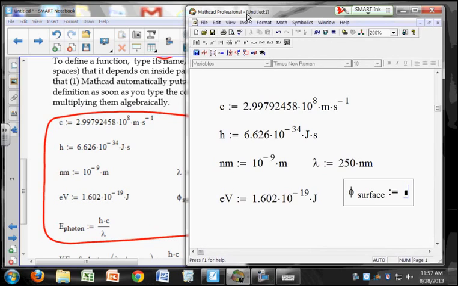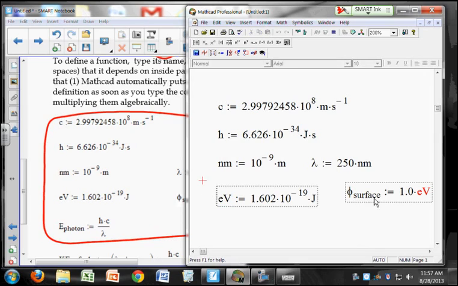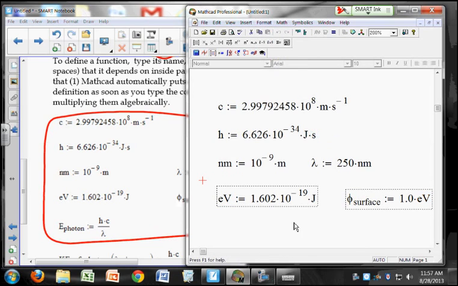So I'm going to say 1.0 times EV. Now it doesn't know what EV is because this apparently is above the definition of EV right here. So if I align these two, Format, Align Regions, across, now this expression for phi surface is to the right of the definition for electron volt.